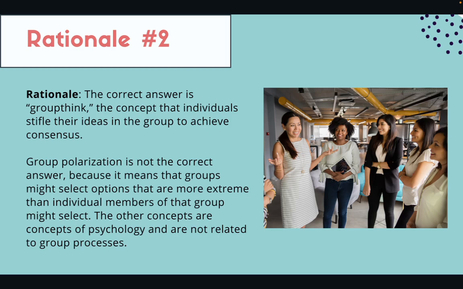Like I said, most people choose group polarization, but that is not the correct answer here. In group polarization, groups might select an option that's more extreme than any one person in that group might select. So a lot of times, maybe in cults, you might see some group polarization. There might be people who are more neutral or in the middle about their opinions, and the longer they're in the group, they start to pull towards different extreme ideas. So that is not what's happening here. Groupthink is the best answer selection here. So I encourage you to go through answer choices A, B, C, and D and come up with your own examples for each.